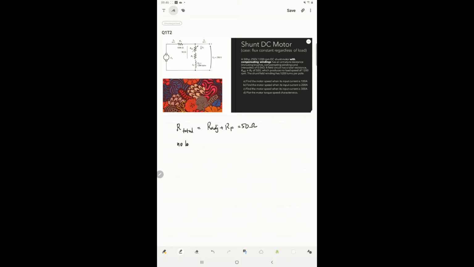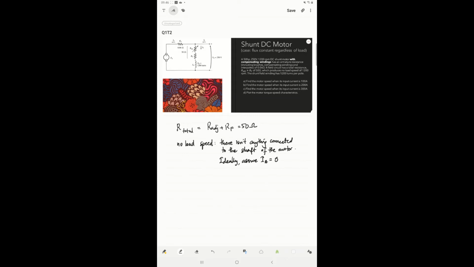So there is a no load speed. No load speed means there isn't anything connected to the shaft of the motor, which is ideally, we assume that IA is equal to 0. Okay, so armature current inside equals 0 when there is no load attached to the shaft. So no load armature current refers to IA equals 0.